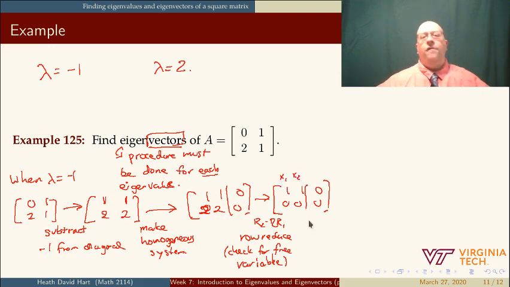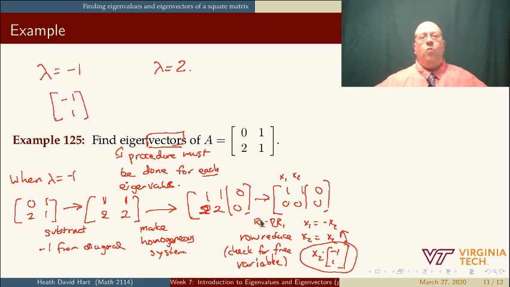And so my system of equations is that x1 is equal to -x2, and x2 is equal to x2. And so x2 times -1, 1 is my solution set. And so -1, +1 is one of the eigenvectors. And then we have to do this process again.